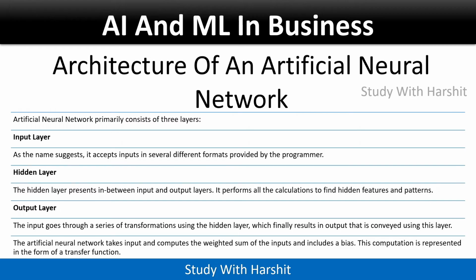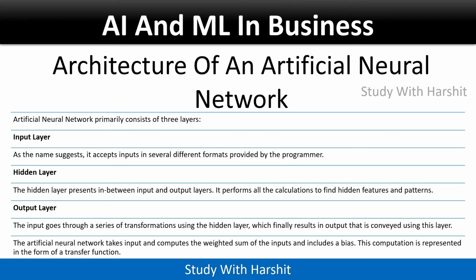Architecture of an artificial neural network. An artificial neural network primarily consists of three layers. Input layer. As the name suggests, it accepts inputs in several different formats provided by the programmer. Hidden layer. The hidden layer is present in between the input and output layers. It performs all the calculations to find hidden patterns and features. And the third one is the output layer.